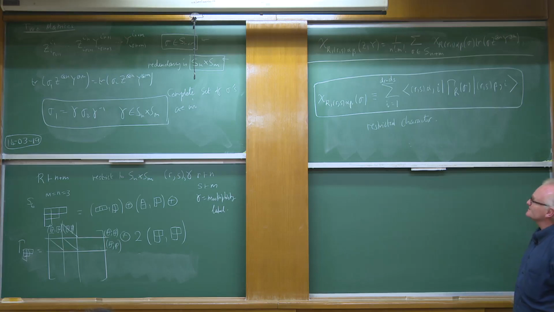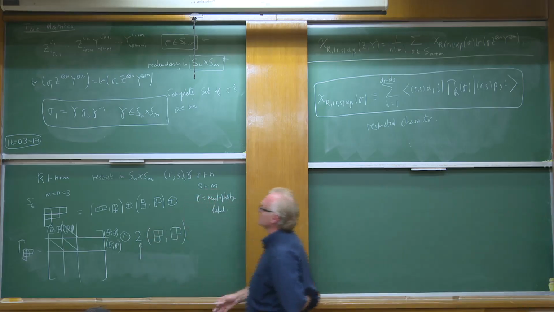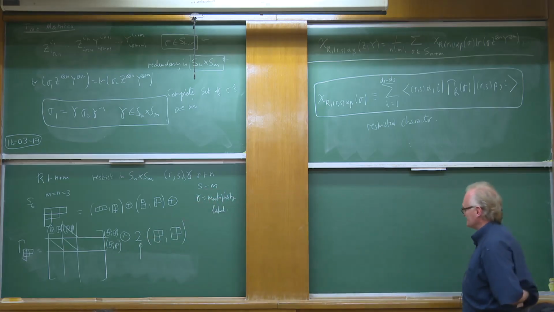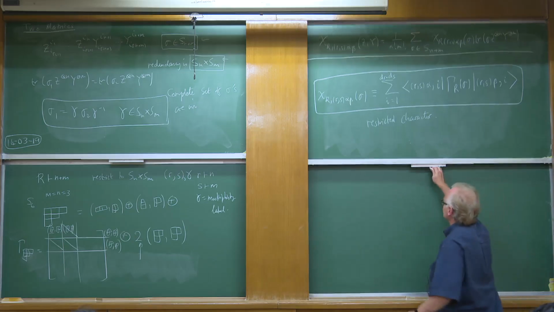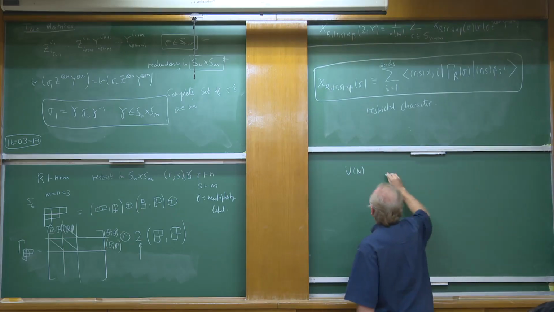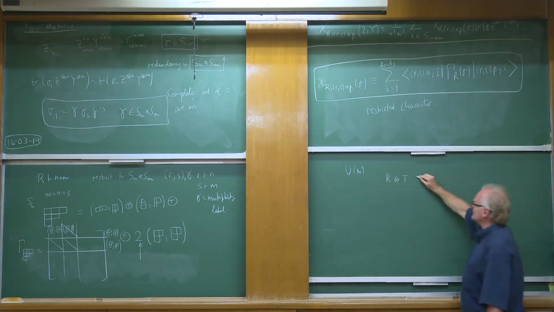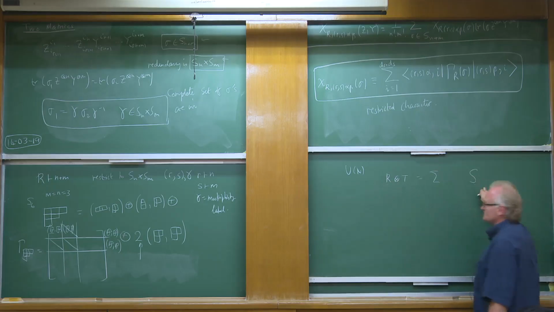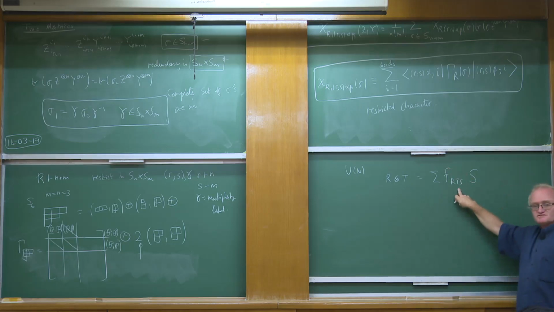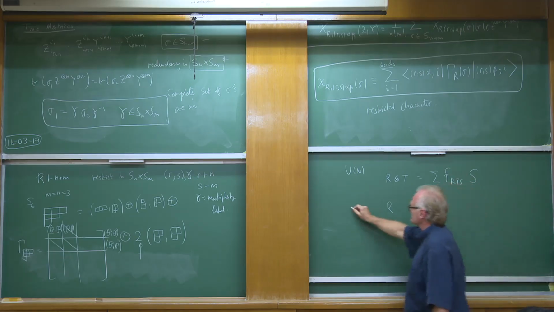So first thing is, these multiplicities, let me tell you what they are, because we know what they are. If you are in UN and you take a tensor product of two UN representations R and T, you'll get a sum of UN representations S, and they appear a certain integer number of times. That's just the Littlewood-Richardson number.